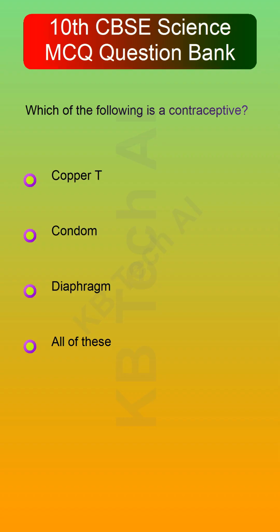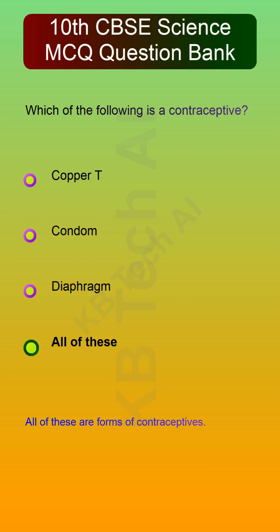Which of the following is a contraceptive? Option 1, copper T. Option 2, condom. Option 3, diaphragm. Option 4, all of these. The answer is Option 4, all of these.